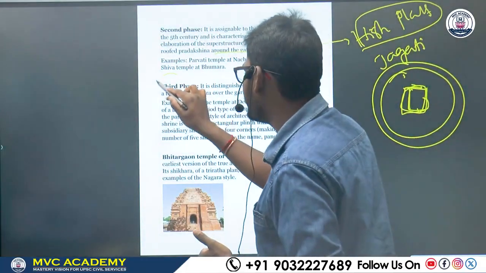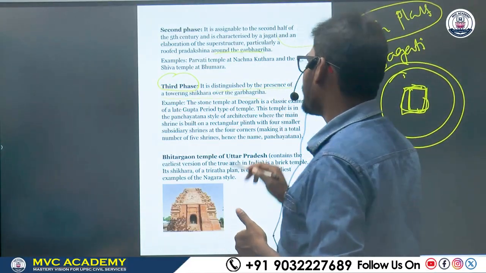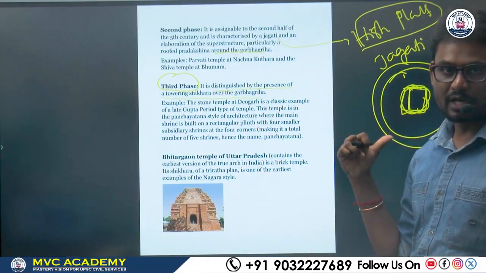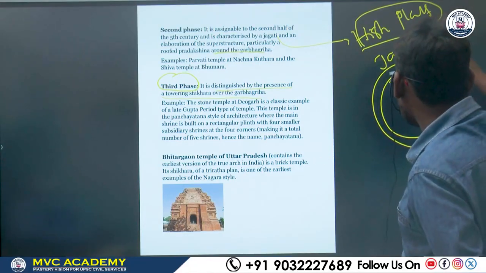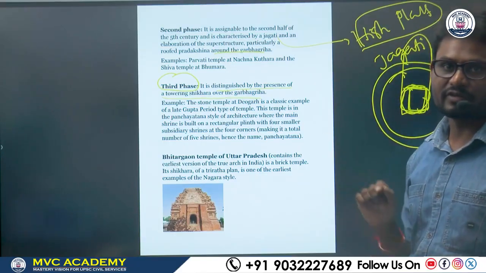Next we are having the third phase. The third phase is distinguished by the presence of a towering Shikara over the Garbhagruha. So initially we are having only Garbhagruha. Later we are also constructing Shikara over the Garbhagruha. That is the third phase.